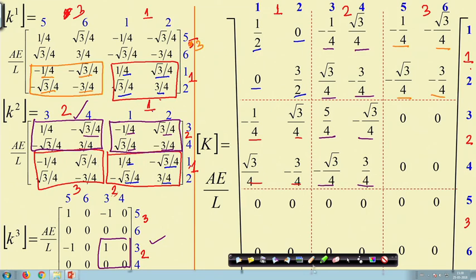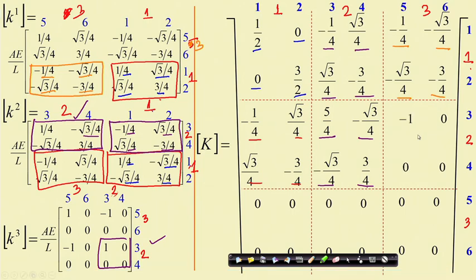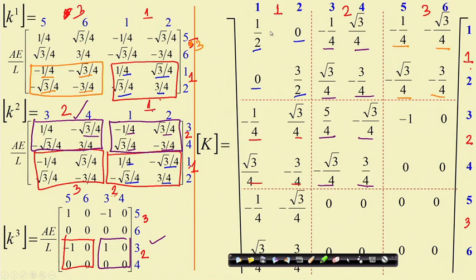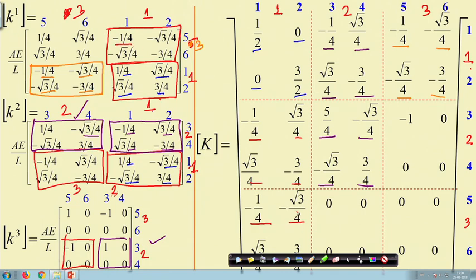Okay. So, next is joint number 2 with joint number 3. Joint number 2 and joint number 3 becomes this. And then we have joint number 1 and joint number 3, they relate here. So, this becomes minus 1 by 4, minus 1 by 4, minus root 3 by 4, minus 3 by 4, minus 3 by 4 here, and then minus root 3 by 4, minus root 3 by 4 here.